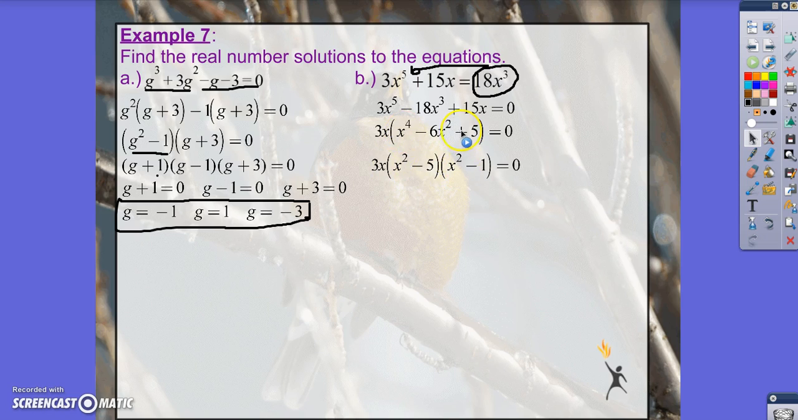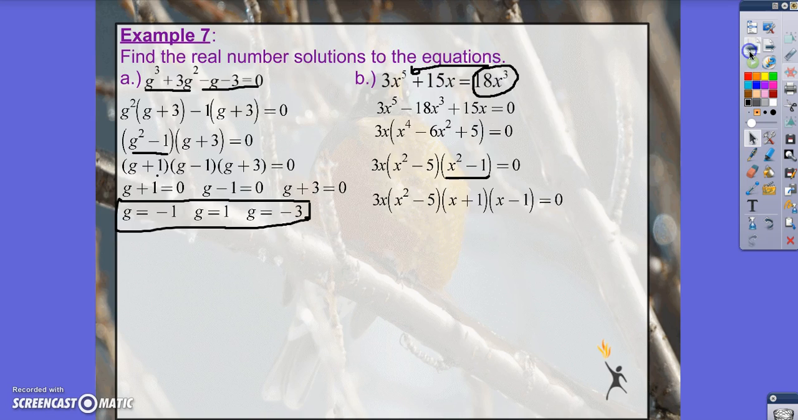x squared in each, signs are the same, they're both negative. We want 5 times 1. 5 times 1 is 5, negative 5 minus 1 is negative 6. Can I factor further? Yes. And you'll notice a pattern. A lot of times the ones that you can factor further are the difference of 2 squares, which are these. You might ask, well, how come I can't factor this one further? It's because 5 is not a perfect square.